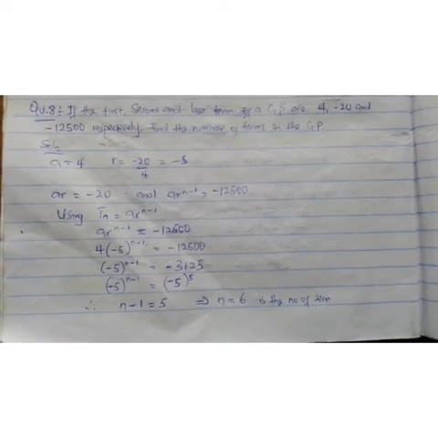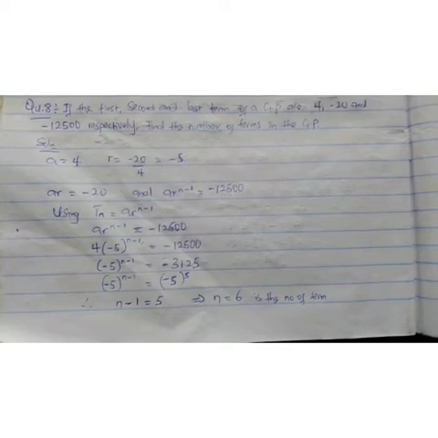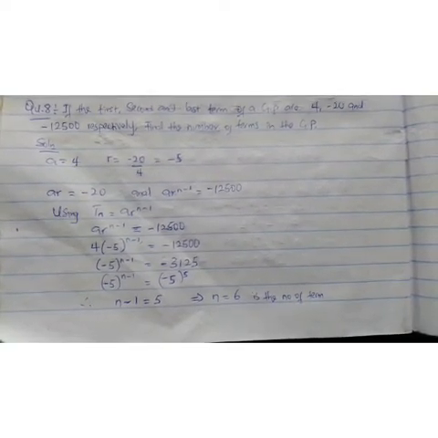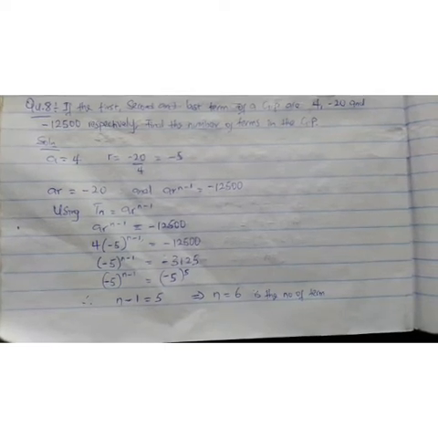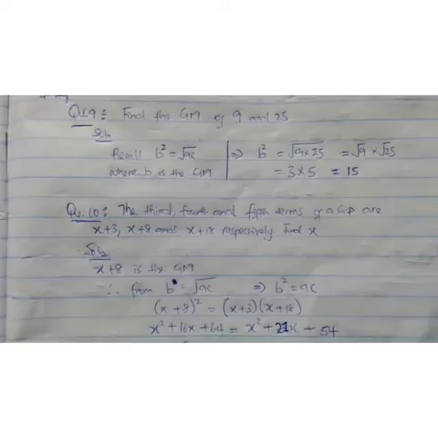Now, AR raised to n minus 1 is equal to minus 12,500, where our A is 4 and our R is minus 5. Therefore, on solving, we have our n to be 6, which is the number of terms of the sequence.